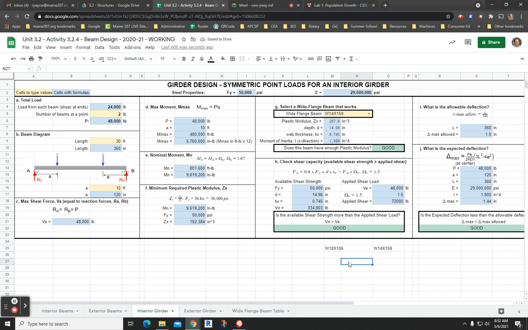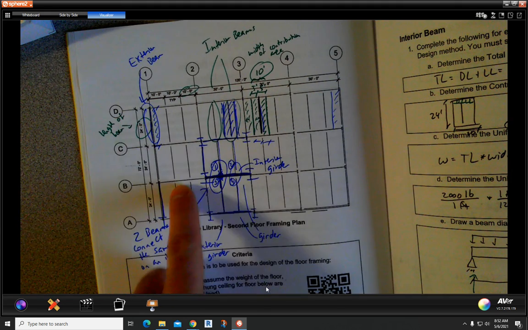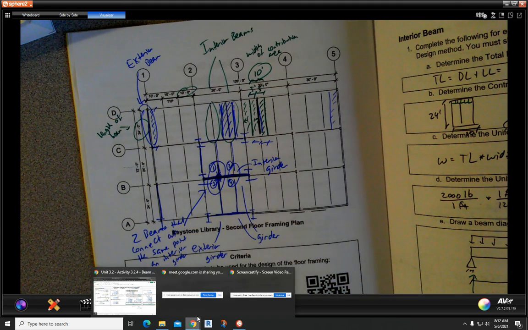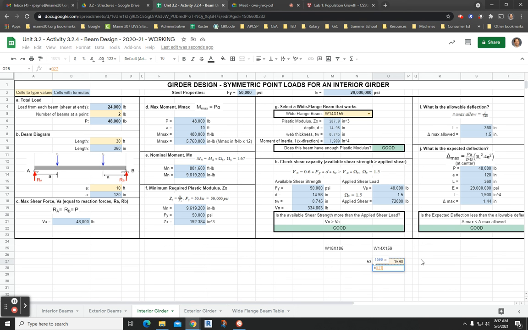All right, so it all still worked, but if I just do a quick little calculation, the difference in weight, so is 159 minus 106. This beam is 53 pounds per linear foot cheaper or lighter, and so then multiply that times 30. So each beam is almost 1,600 pounds less, or each girder. And then if I just look at how many interior girders there are, 1, 2, 3, 4, 5, 6, 7, 8, is equal to that times 8. So that's 12,000 pounds lighter that this structure will weigh.